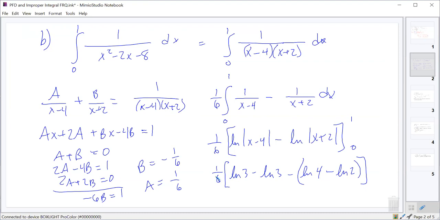So natural log of 3 minus natural log of 3, those cancel. And then we have natural log of 4 minus natural log of 2. Well, that's just the natural log of 2. And so we end up with negative 1/6 natural log of 2. And their breakdown there for this was 1 point if you successfully did your partial fraction decomposition, 1 point for the integral, 1 point for the answer.